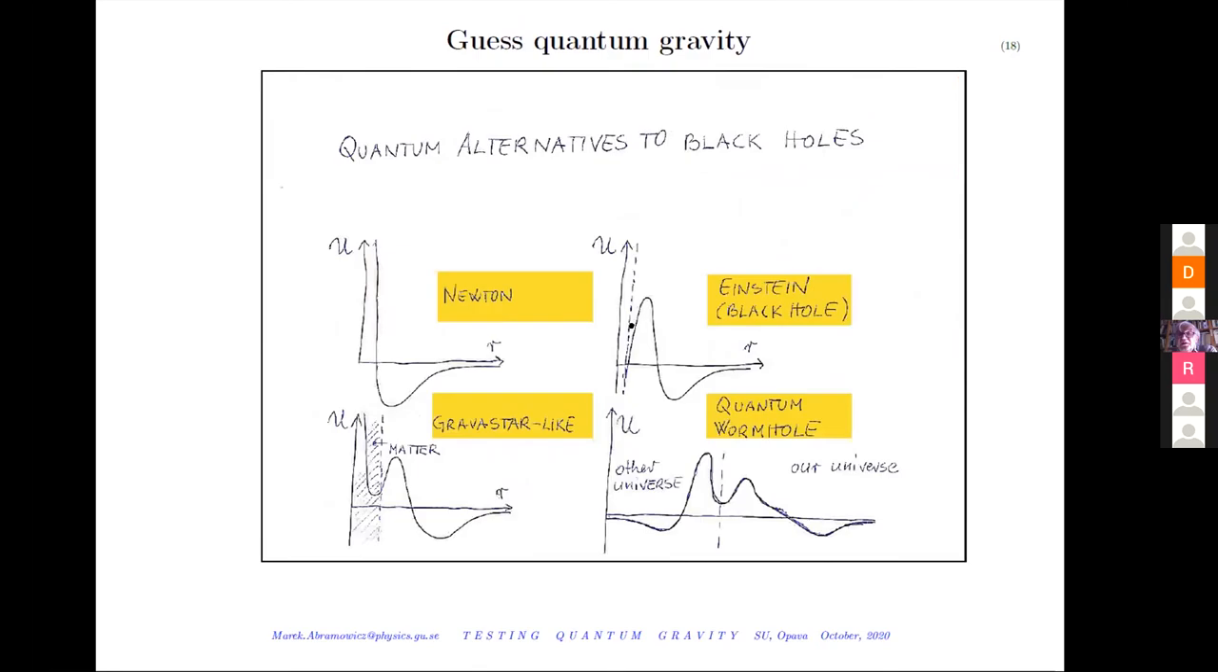So, using the same approach, let us consider quantum alternatives to black holes by considering what kind of shape the effective potential could have in quantum gravity theories, which far away from the strong field regime behave like Einstein's theory predicts.